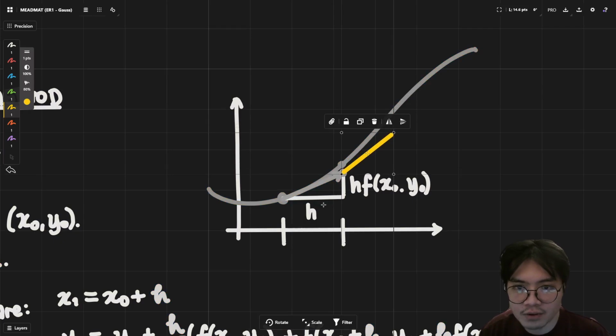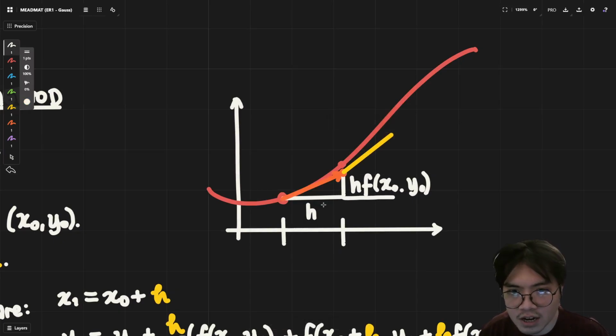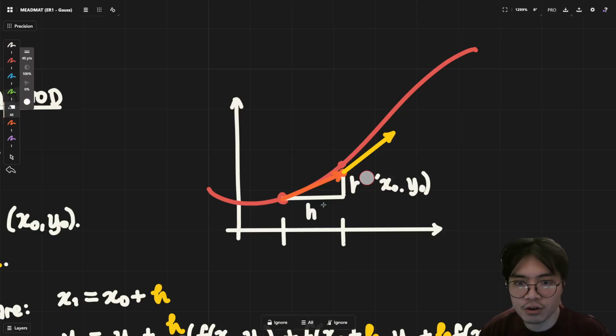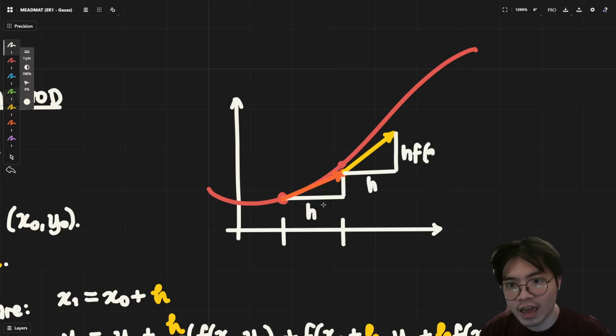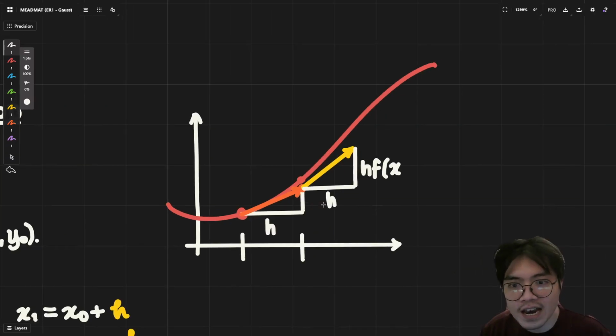Let's transfer it down here, right? We'll see that this is another h. Maybe it's not long enough. But the thing about this now is that you will have this other proportion. You will now have another h in here, another h in here, and then another hf. But now this is of the next iteration, x1, y1.